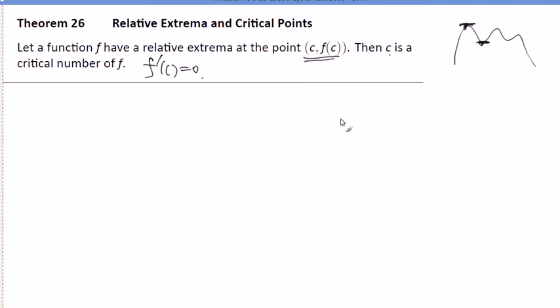If it is a local maximum, local minimum, then we have to conclude f prime of c equals zero. Right? So it's the other way around. So here's the proof of this statement. Proof takes a weird shape.